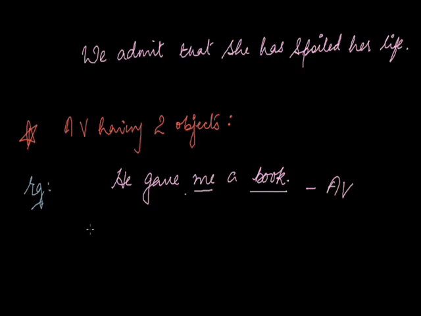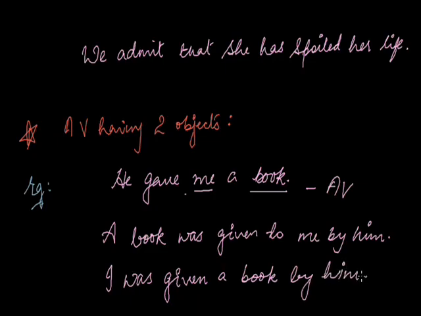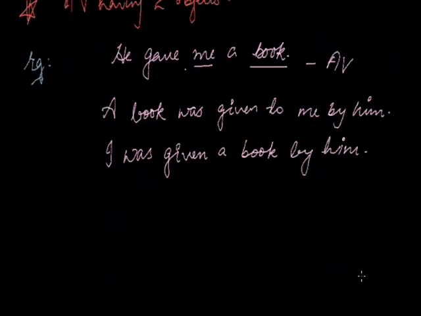So let's take the first object and then make its passive voice. Its passive voice can be: a book was given to me by him. Fine. So the next one. As in the earlier table, I told you the conversion that me is replaced with I. So here we will be using I. I was given a book by him. So I think it's much clearer with this.